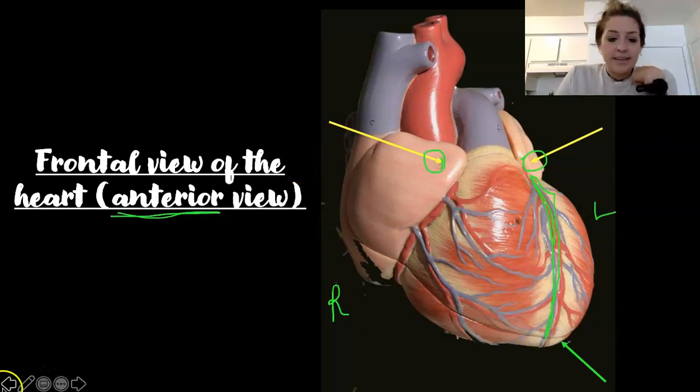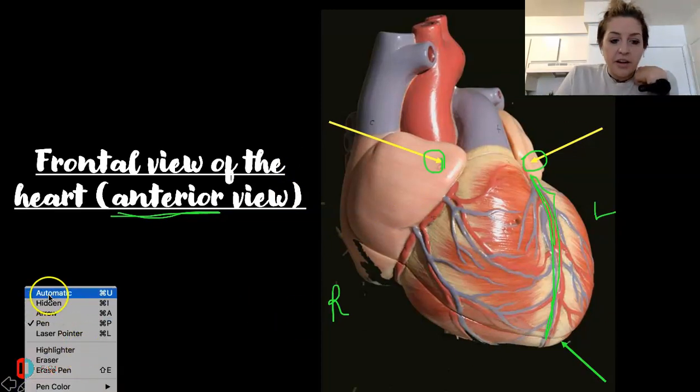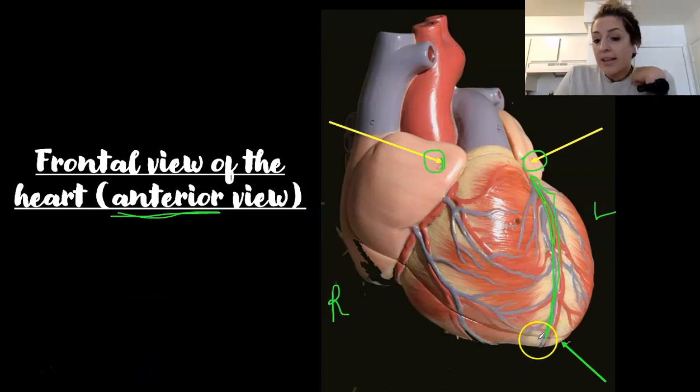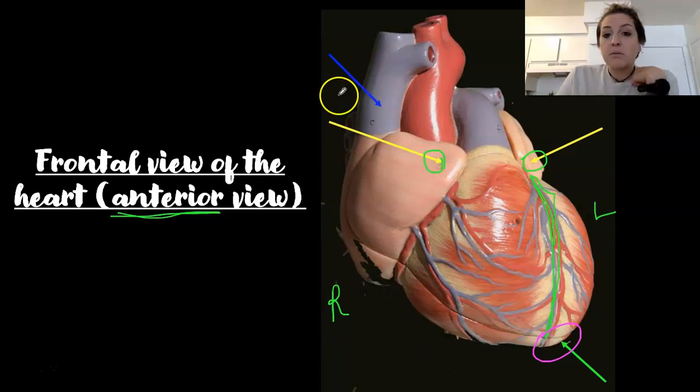All right, next I'm gonna change my pen color here. We'll go magenta again. All right, this green arrow is pointing to the tip of the heart. The tip of the heart is known as the apex of the heart. This blue line that just appeared up at the top, this is pointing to the superior vena cava. This is where deoxygenated blood is going to be entering in to the right atrium on the inside of the heart.